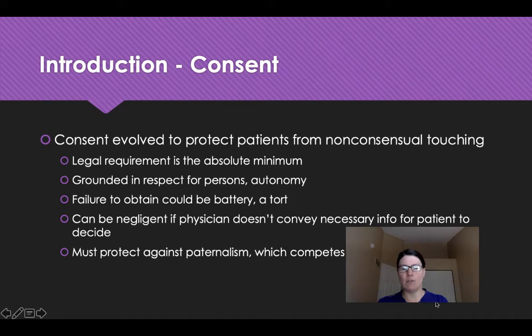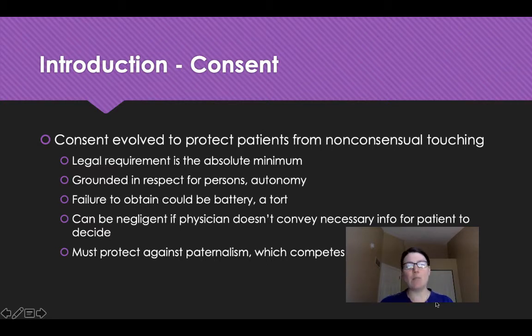There are two pieces you need to have for assault: the threat, and the ability to carry it out. I'm an adult and she's right there, so I would have the ability to punch her in the nose. So that would be assault. If I actually did punch her in the nose, that would be battery. Battery is the actual touching. Assault is the threat. So if I said, I'm going to punch you in the nose, and punched her in the nose, that would be assault and battery.